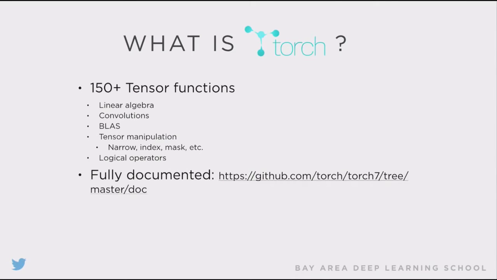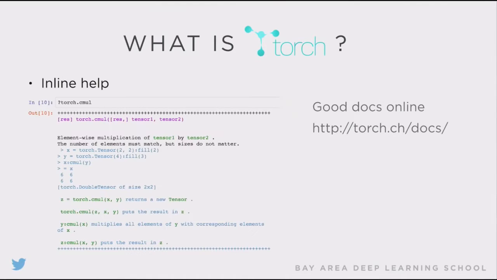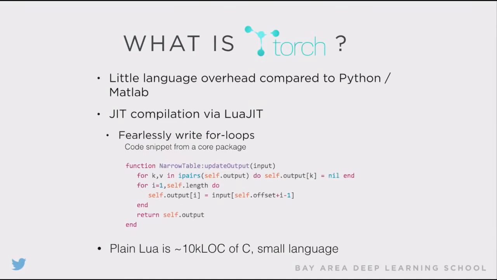There's all the tensor functions that you'd like to use, including all the linear algebra and convolutions and BLAS functions. And I'm leaving this link here. When the slides get uploaded, you can follow this and kind of dive into the documentation and see exactly what kind of tools you have at your disposal. In the iTorch notebook, which is something that Soumith put together, you can prepend any Torch function with a question mark, and that gives you the help for that function. So it makes it really nice to discover functionality in the Torch library, in the notebook.